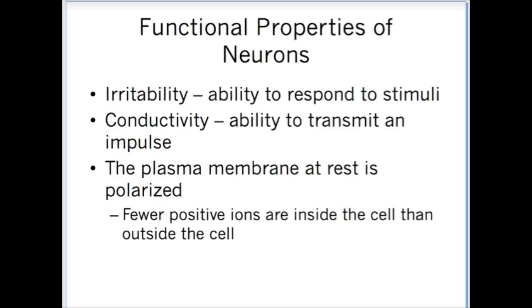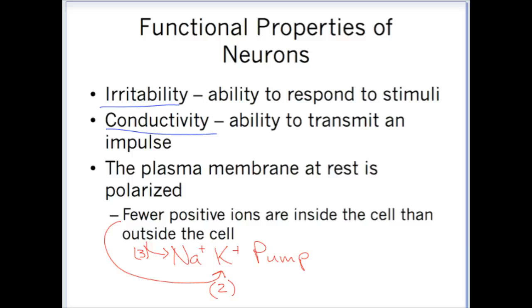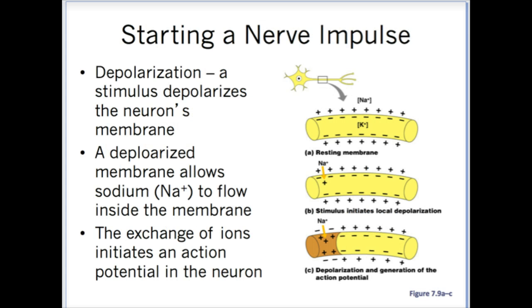Now, just before we get into the action potential, there's a few things you have to remember. Notice that our neurons are irritable, meaning they respond to stimuli, and they're conductive, meaning we have a resting membrane potential. We have those voltage-gated channels that control what ions enter and leave the cell. And remember that this resting membrane potential is the result of the sodium-potassium pump, where we put 3 sodium ions outside compared to 2 potassium ions that we put inside.